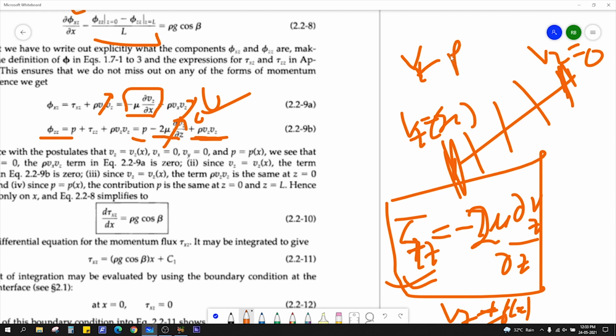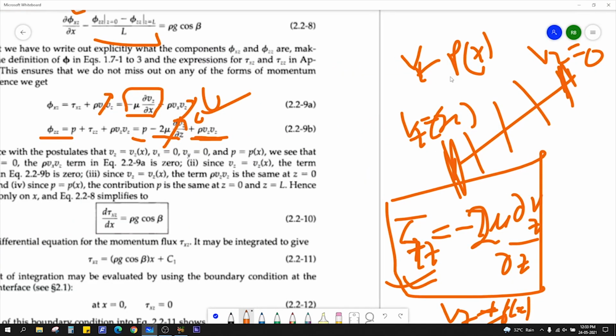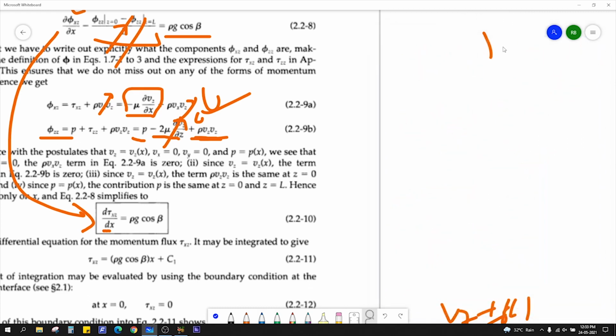Again, P is not a function of z. It is only a function of x in the x direction. That means it will also cancel out, so these terms will become zero because of the subtraction. Only tau xz is left, because phi xz is nothing but tau xz. From here to here, everything becomes zero, and only this is left. So you have found the equation.